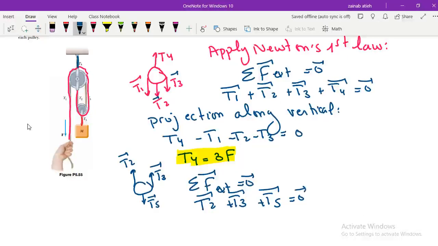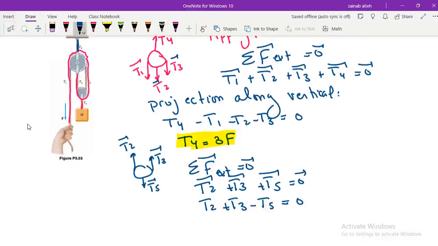I will project along the vertical. I get T2 plus T3 minus T5, since T5 is downward, equal to 0. T2 is equal to F and T3 is equal to F, so T5 is equal to 2F. This is how we found T5. Okay.